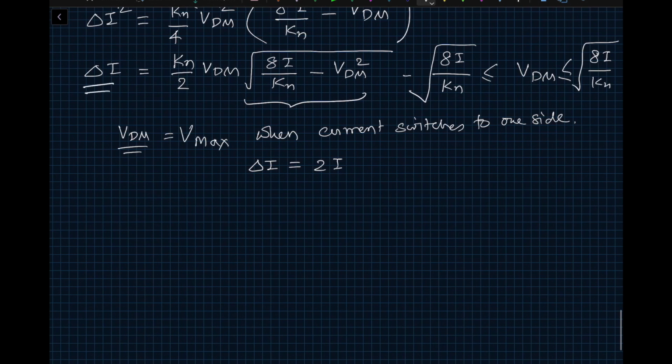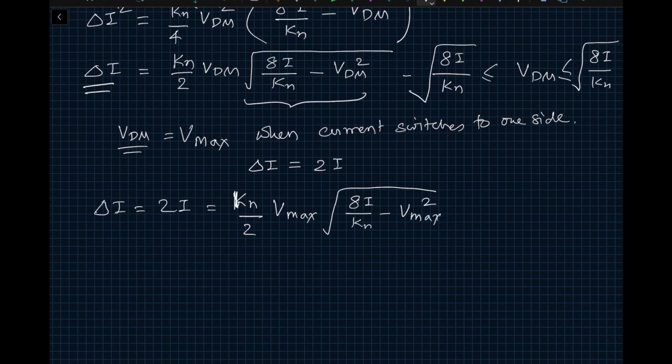We can rewrite this expression, in which delta I will be equal to 2I, and that will be equal to Kn divided by 2, and instead of VDM, I'm going to put Vmax. Then in the square root term, we are going to get 8I by Kn minus Vmax square. Let me repeat that in case you didn't get it. We are applying differential voltage VDM, and when I apply VDM equal to Vmax, the current from one side switches completely to the other side, and one of the transistors will be turned off. When that happens, the current 2I will flow through one side, and you will get delta I equal to 2I.